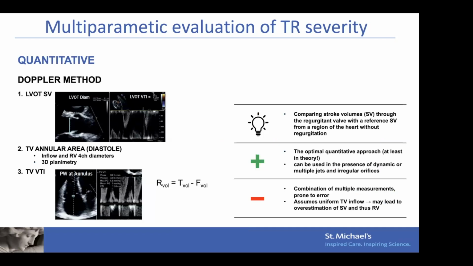Then another quantitative method is the Doppler method, in which you compare the stroke volume across the regurgitant valve with a reference stroke volume from a valve without regurgitation. In theory, this should be the optimal approach, but the main problem is that it combines multiple measurements, each with a large measurement error, and therefore the eventual result might not be reliable. And actually, this method is actively advised against in the most recent EACVI consensus document on multimodality imaging for tricuspid regurgitation.